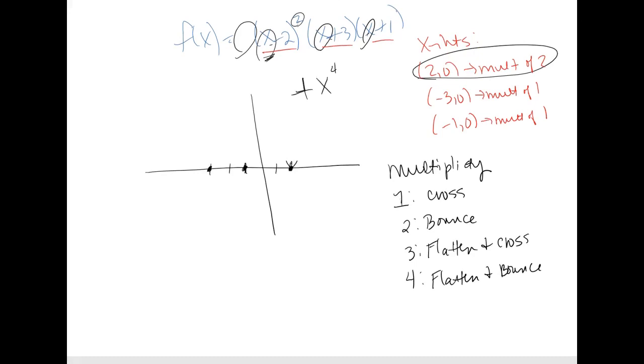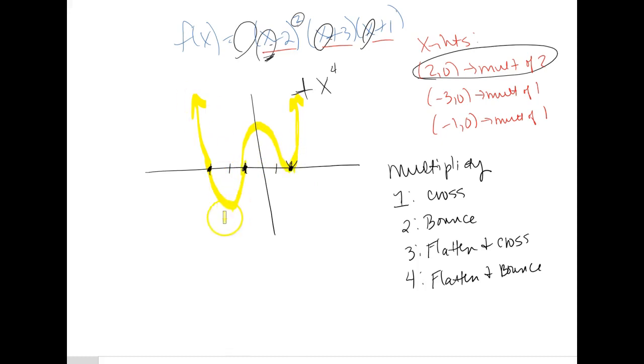So I'm going to go ahead and just kind of start winging my graph here. It's going to go up on this side, up on this side. And then here we start to play connect the dots. These I can go through, right? Because we know we're supposed to cross through them. But when we get to this point, we don't cross through. We bounce and then come back up.